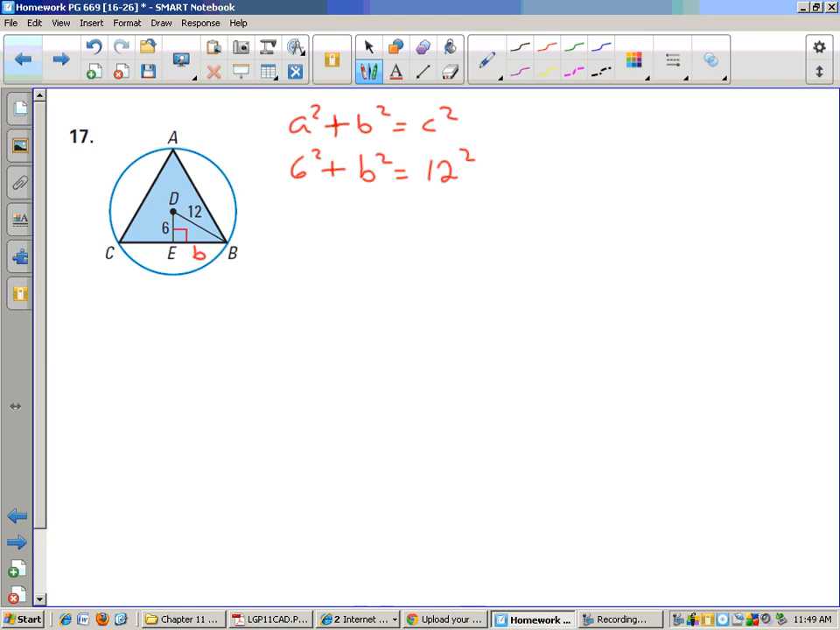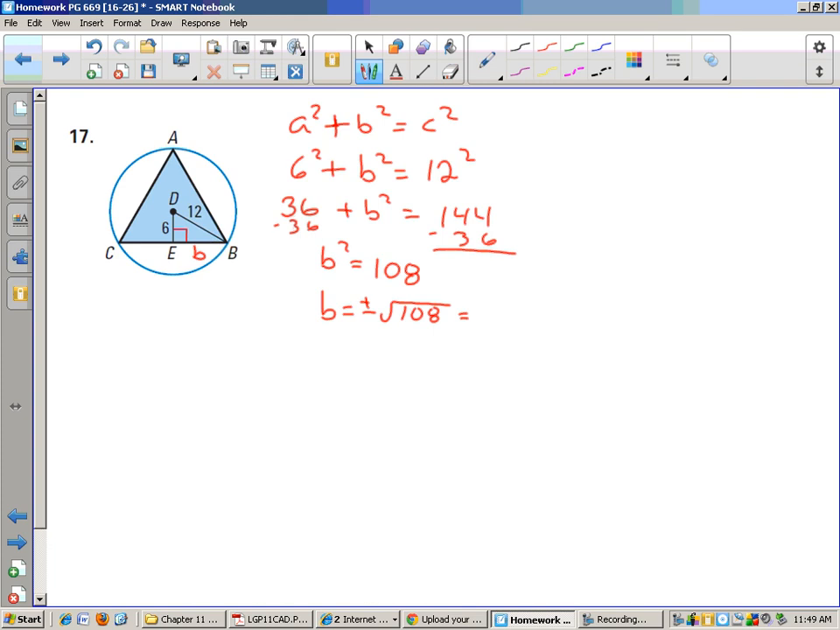Yeah. So this is going to be 36 plus b squared equals 144. So that's going to be b squared equals 144 minus 36 is 108. So b equals the plus or minus, but we don't have to worry about the minus because it's length, root of 108, which is, now we got to figure out what does that break down into.